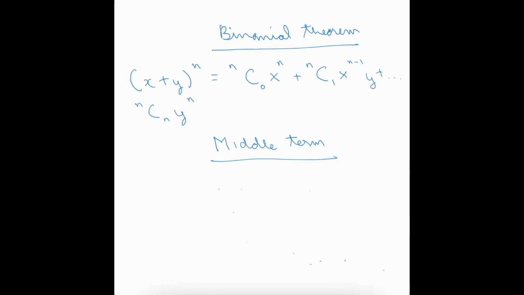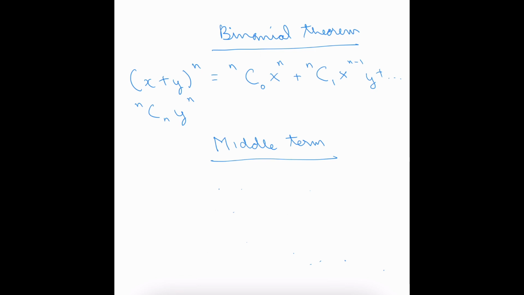So let us discuss an important concept in binomial theorem, that is the concept of middle term. The middle term is a term of the binomial expansion which is equidistant from the leftmost term and the rightmost term. I can illustrate this with an example.